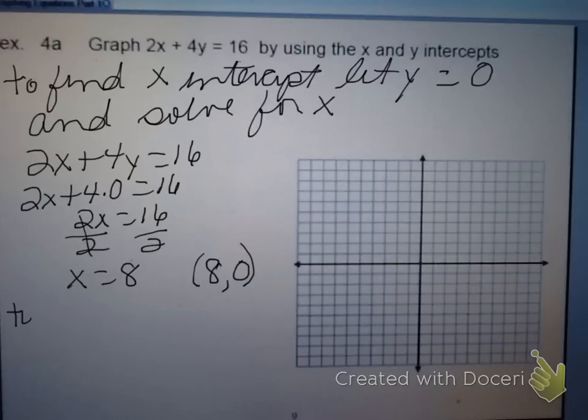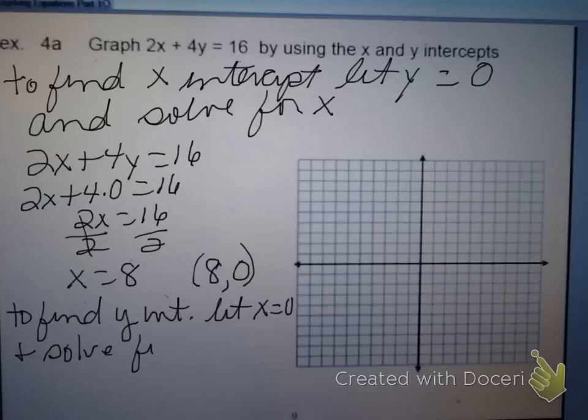Then, to find the y-intercept, I'm going to abbreviate. Let x equal 0 and solve for y. So that's 2 times 0 plus 4y is equal to 16. That's 4y is equal to 16. Divide by 4, so y is equal to 4. And that is the ordered pair 0, 4.